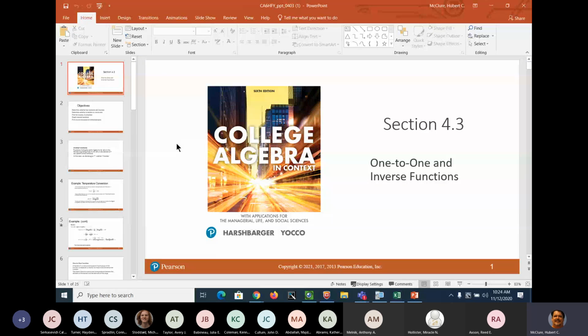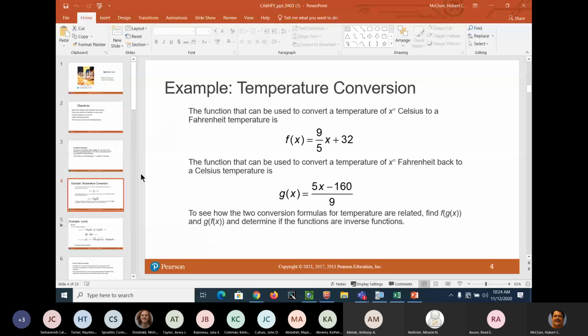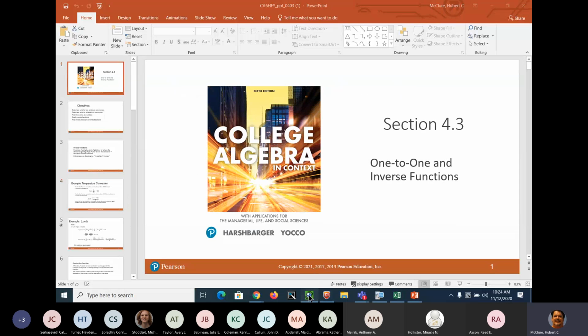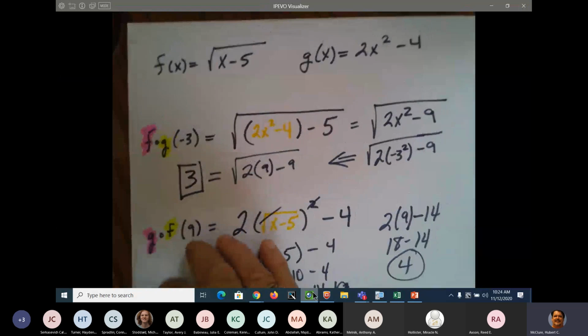One-to-one inverse functions. Okay, how do you find an inverse function? I'm just going to talk to you about what is an inverse function.